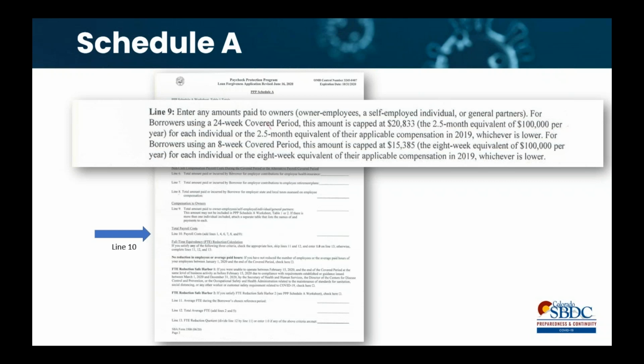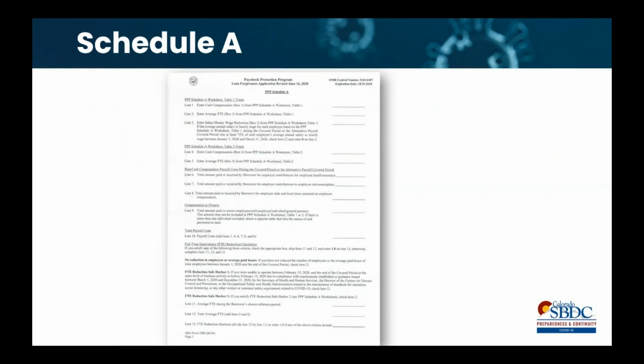In line 10, we just add together some of the numbers from above to come up with our total payroll cost eligible for forgiveness. The bottom section deals with FTE count for the business. First, the form asks us to consider if we are eligible for one of the safe harbors. If we are, we do not have to worry about the FTE reductions, can check one of the boxes and write 1 in line 13.